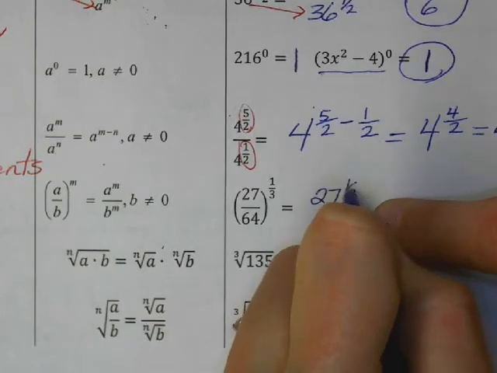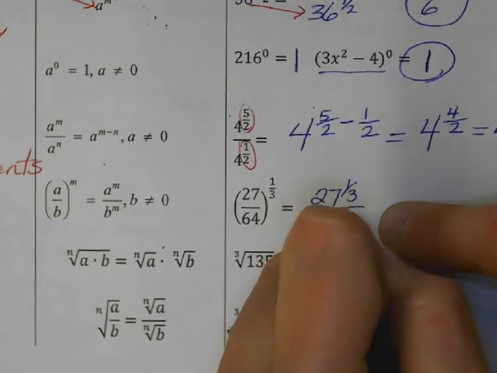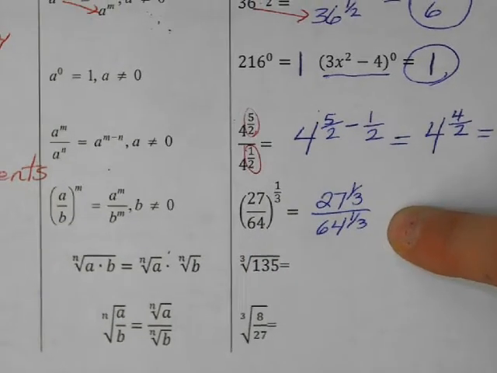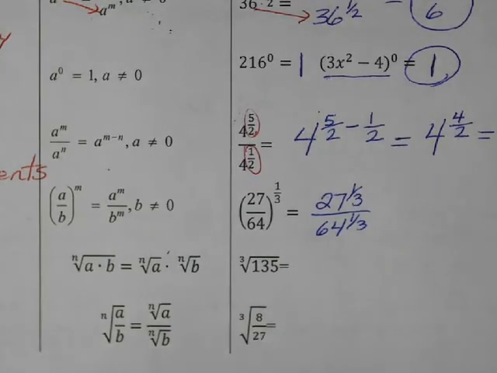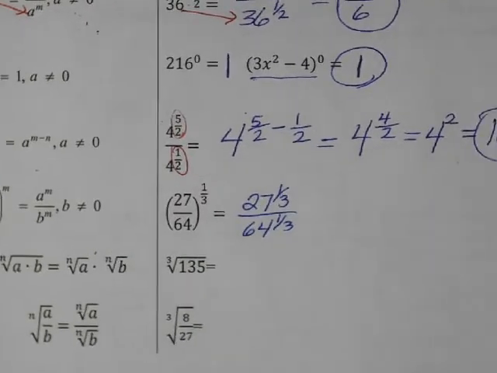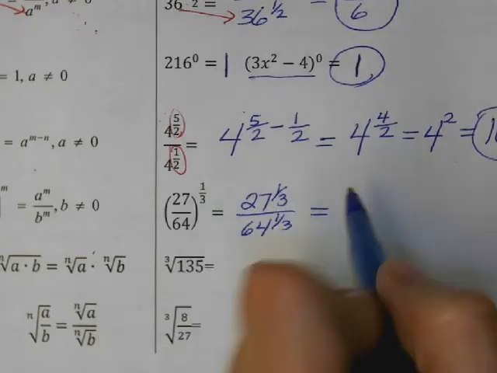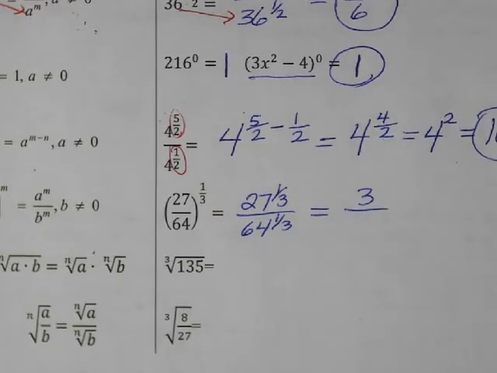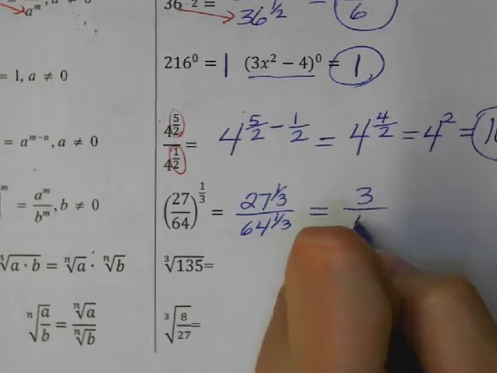Yep, 27 to the 1/3. See, good job. You got it. 64 to the 1/3. It's like that power on the outside is going to go with each of the things in the inside. Yep. So now figure out on a calculator, if you don't know it, use your calculator. What's 27 to the 1/3 power? Yeah, that's 3. Good job. It's like 3 times 3 times 3 makes 27. And what's 64 to the 1/3 power? Yep, 4.